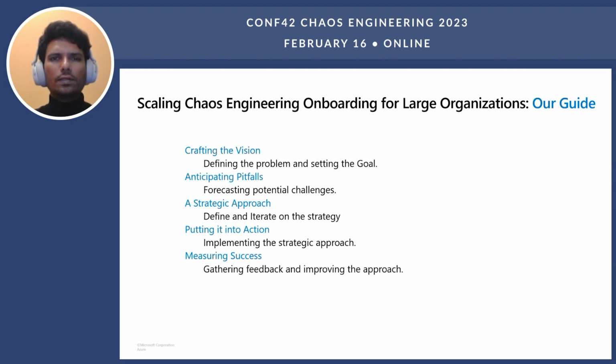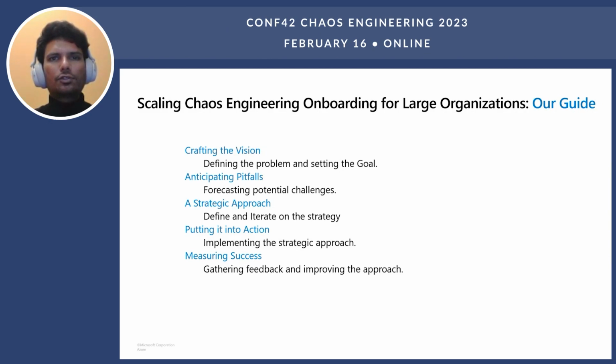The first step in scaling chaos engineering adoption is to set the vision by defining the problem and setting a clear goal. Chaos engineering practices are designed to improve the reliability and security of systems, and it's crucial to identify the areas where these improvements are needed the most. By defining the problem, we wanted to focus our effort on improving the areas that needed the most attention and set a clear goal for what we want to achieve. In a bit, I will go over the details of how we set that vision.